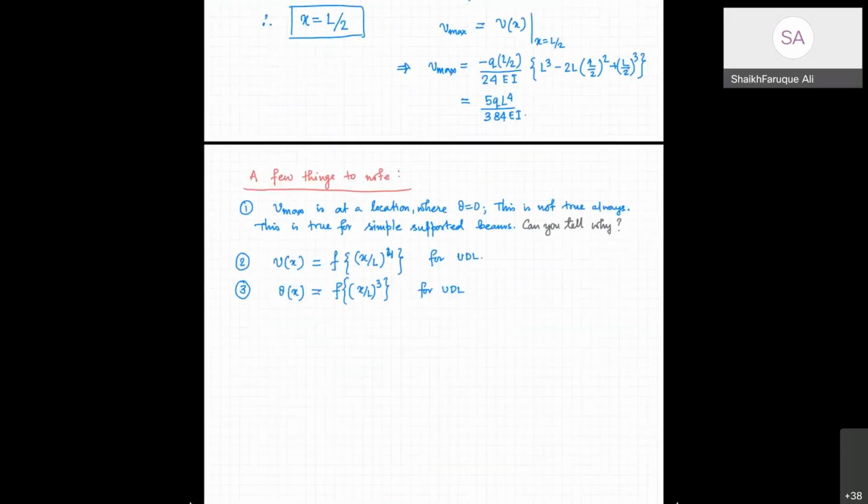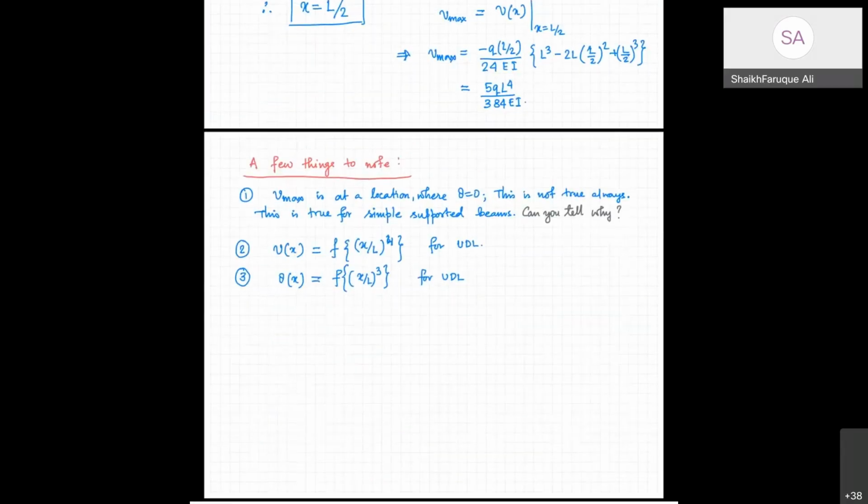A few things to note. V is max at the location where theta equals 0. This is not always the case, so remember that it cannot always be true. It's not true for cantilever beams, for example. Okay. For simply supported cases, you can assume it to be true. It may not be true for overhang also. So you have to be a little bit careful and use it.